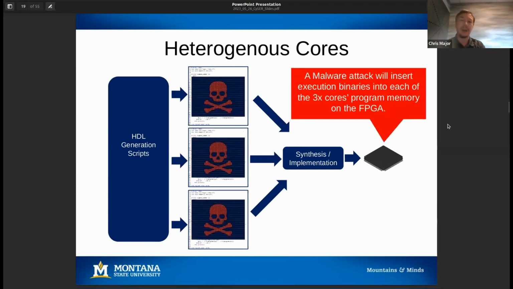So now let's say our malware has attacked. We have a bad agent that has come in through one of our input ports, let's say a UART, a SPI, etc., and they managed to inject malware onto the core.